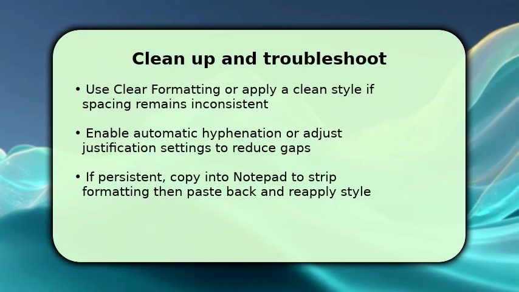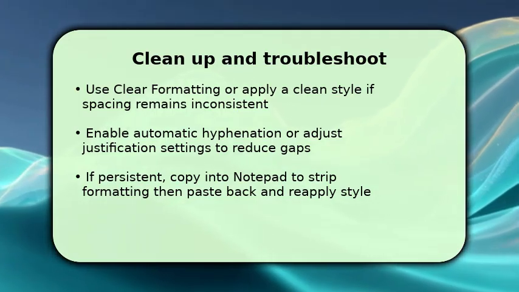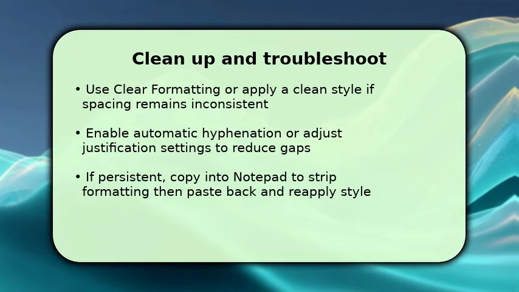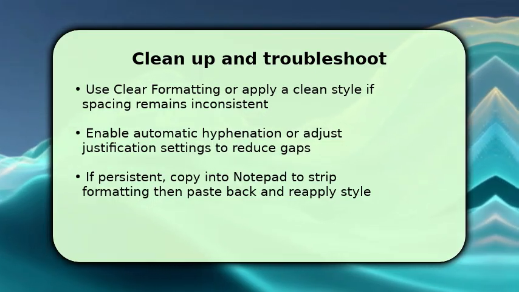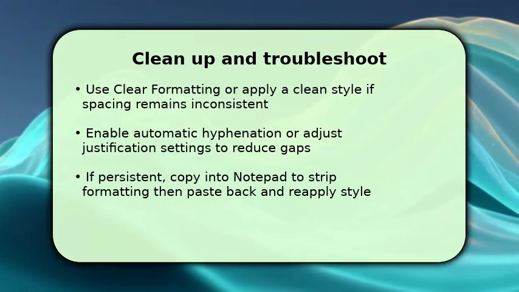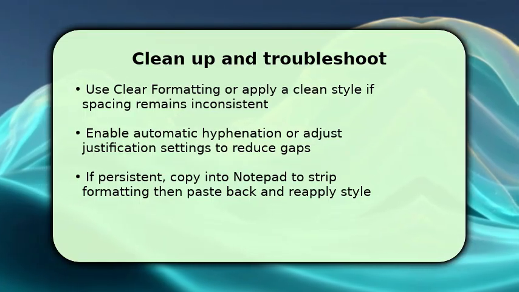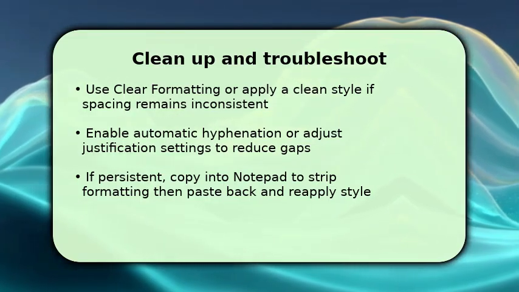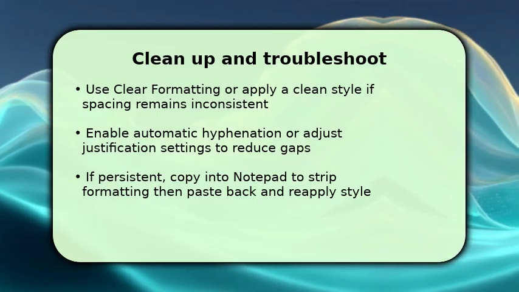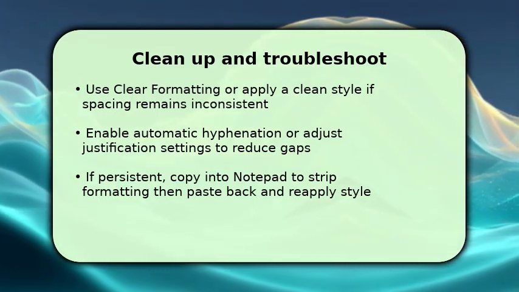Finish by normalizing formatting. Apply clear formatting or a consistent paragraph style to remove stray local settings that cause uneven spacing. If long words force gaps, enable automatic hyphenation or change justification options to distribute space more evenly. This reduces rivers of white. If problems persist, copy the text into Notepad to strip hidden formatting and paste back, then reapply your style. This often fixes stubborn spacing.